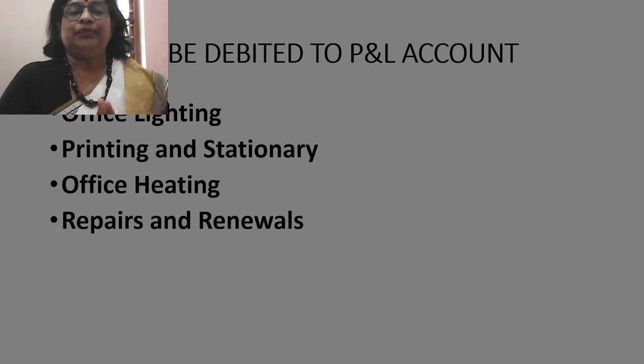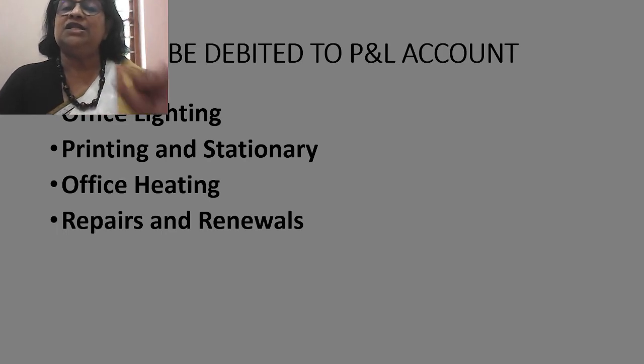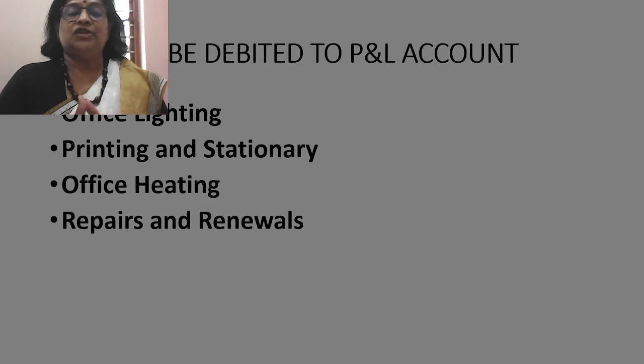Office heating. Office heating, you have to remember that it is different from factory heating and lighting. Factory heating and lighting, it is a direct expenditure. It will go to trading account. See, if it's in a poultry farm, factory heating is required. So that will go to trading account. Office heating is different. So that is an indirect expenditure. If it's a winter season, see North India and all, in winter season they have to provide office heating. That is an indirect expenditure. So that will be debited to profit and loss account.